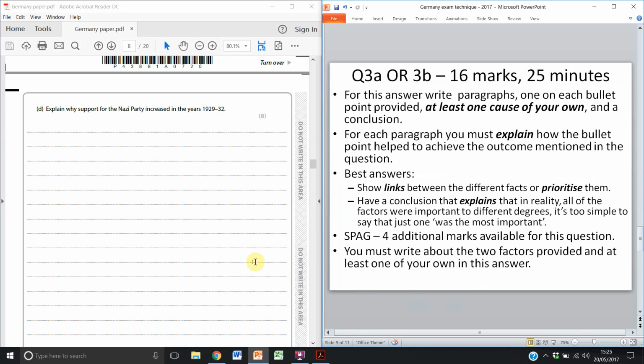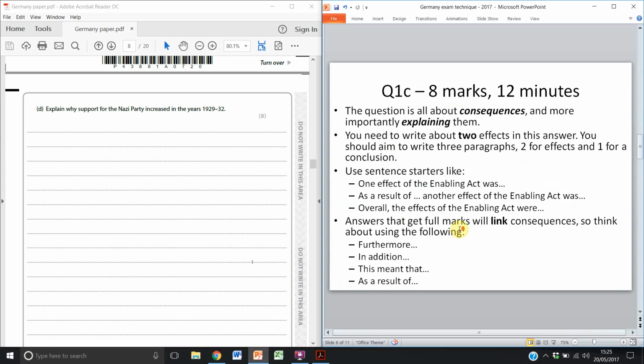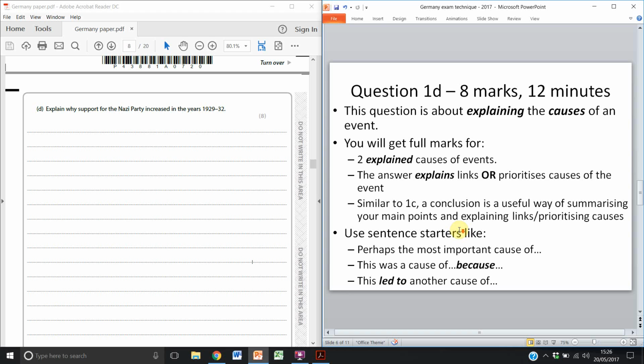Okay, so this question again is worth 8 marks. So again, it's about 12 minutes long that you should be spending unless you get extra time. And as I've said here, this is about explaining the causes of an event. And you're going to get full marks if you can explain 2 causes of the event. So 2 reasons why the Nazi Party increased its popularity between 29 to 32.